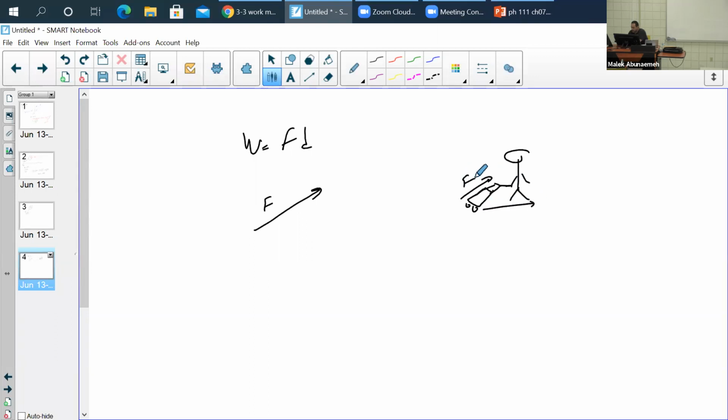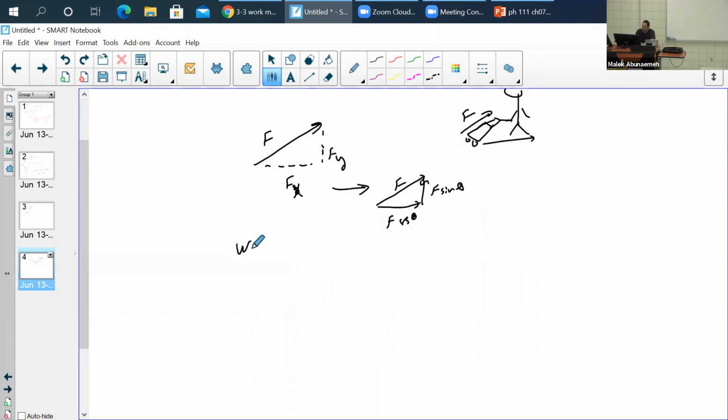So you have your force coming in this way, which is a resultant of your F in the X direction and F in the Y direction, which from chapter 1, our math review, we looked at. This is going to be your F sine theta and your F cosine theta. So really your work is your force multiplied by your distance multiplied by the cosine of the angle between them.